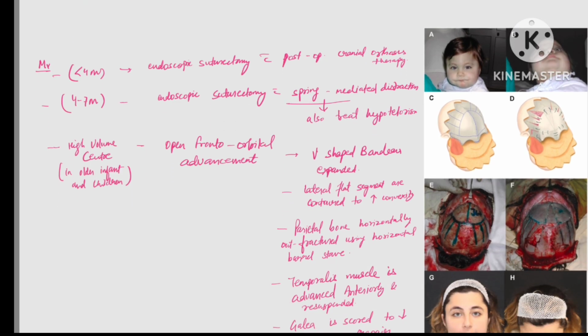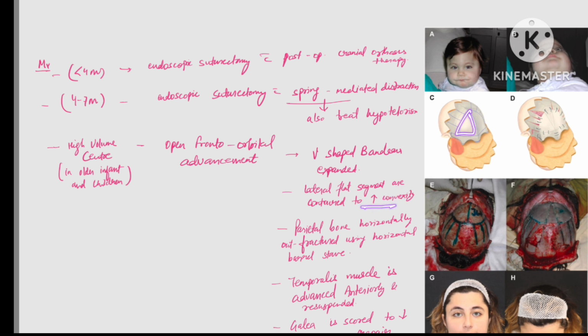Other methods include, in cases of high volume center and in older infants and children, we directly go for open fronto-orbital advancement. Here, the V-shaped bandeau is expanded. Lateral flat segments are contoured to increase convexity.